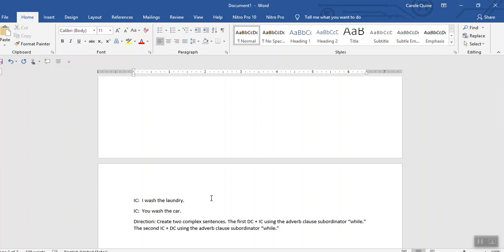But one of the complex sentences will have the dependent clause before the independent clause. The other will have it afterward. Make sure you punctuate correctly, all right? So what you have to do is to look at these two independent clauses, decide which one you're going to put the word while in front of, okay, to make it a dependent clause. So go ahead and give it a shot.